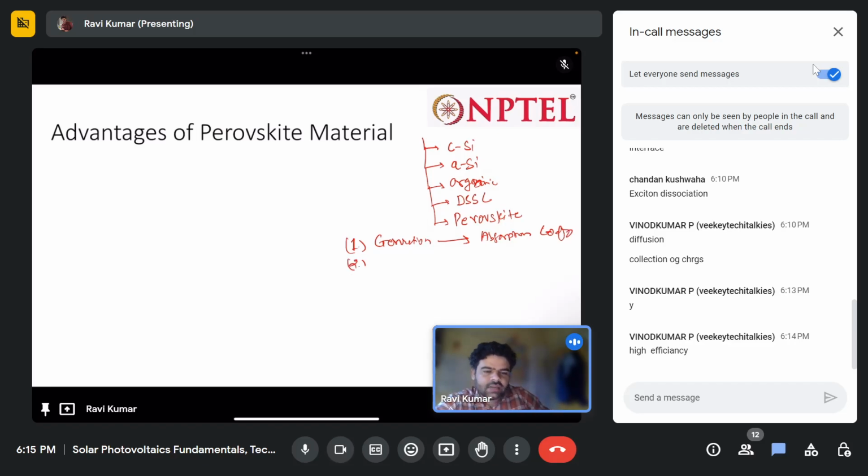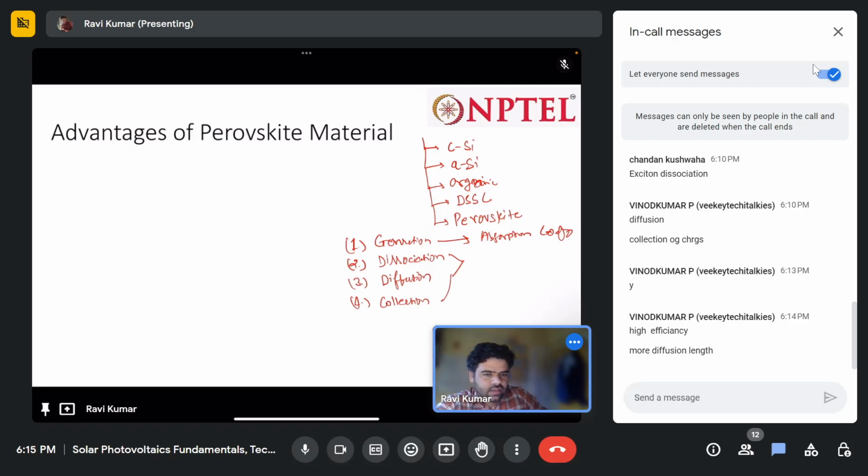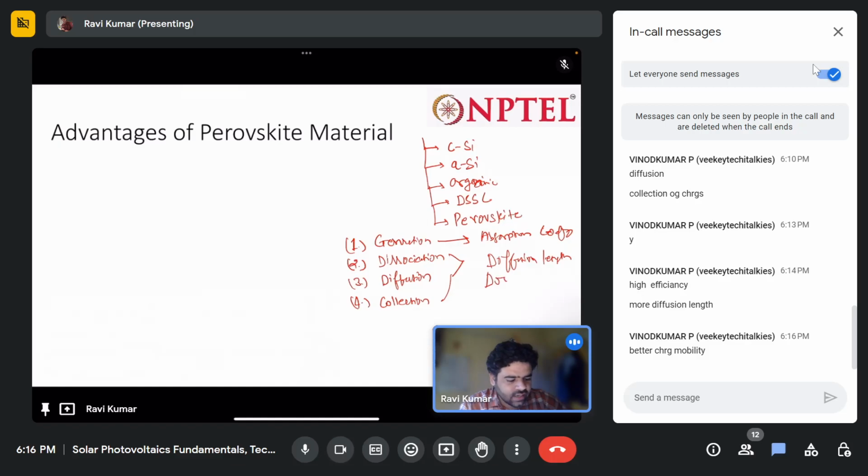The second thing we discussed was dissociation, and then we discussed diffusion. So for this diffusion and dissociation, and even collection, what is important? More diffusion length. Yes, more diffusion length. Diffusion length, and also we can say drift velocity, all things are related.